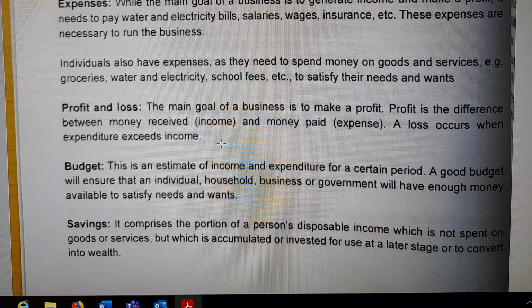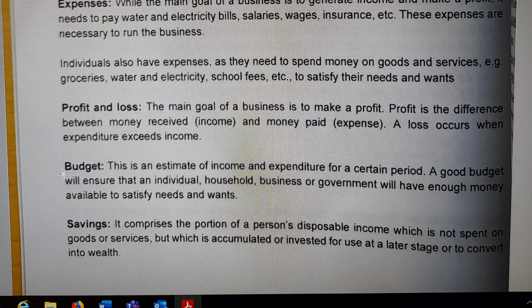For example, if my income is 1,000 rand and my expense is 800 rand, it means my profit is 200. But if my expense is 1,000 rand and my income is 800 rand, it means I am having a loss in the business, because my expenses exceed income.